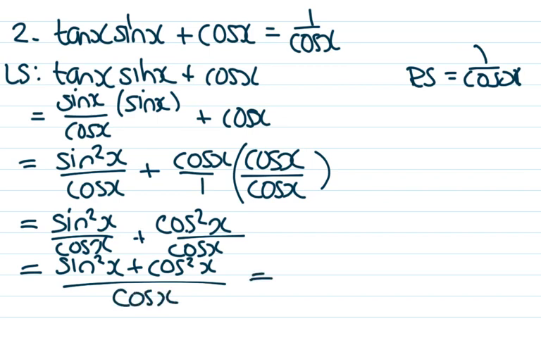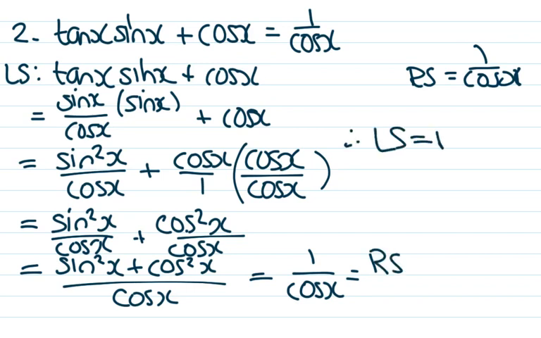Again, sine squared x plus cos squared x, that's the Pythagorean identity. It's equal to 1 over cos x, and that is equal to the right side. So therefore, left side equals right side, QED.